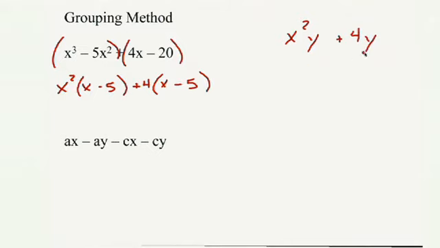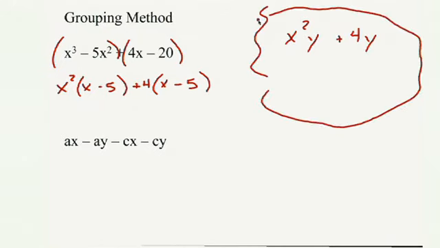So we have x squared y plus 4y. Identical format to this, but we replaced x minus 5 with y. Well, now that you've learned Rule 1 in factoring, you know that there is a y in common over here. Now, please, don't confuse this with our other problem.